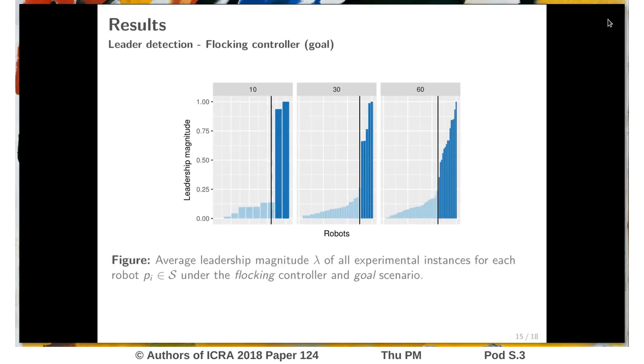Leader detection was applied to flocking in physical mimetics controllers. 20% of individuals are leaders. The goal scenario shows 100% detection for all sizes. The same happens when obstacles are considered.